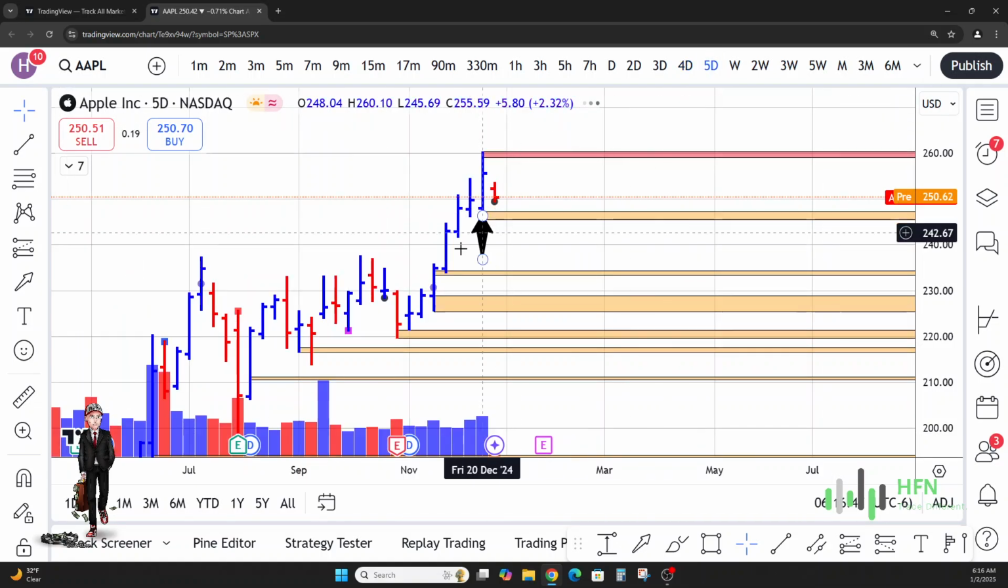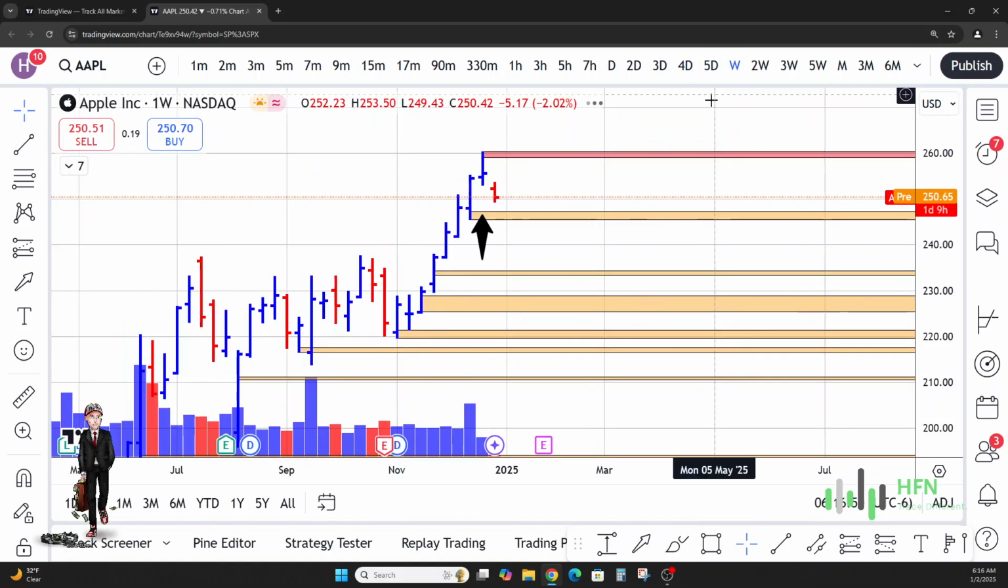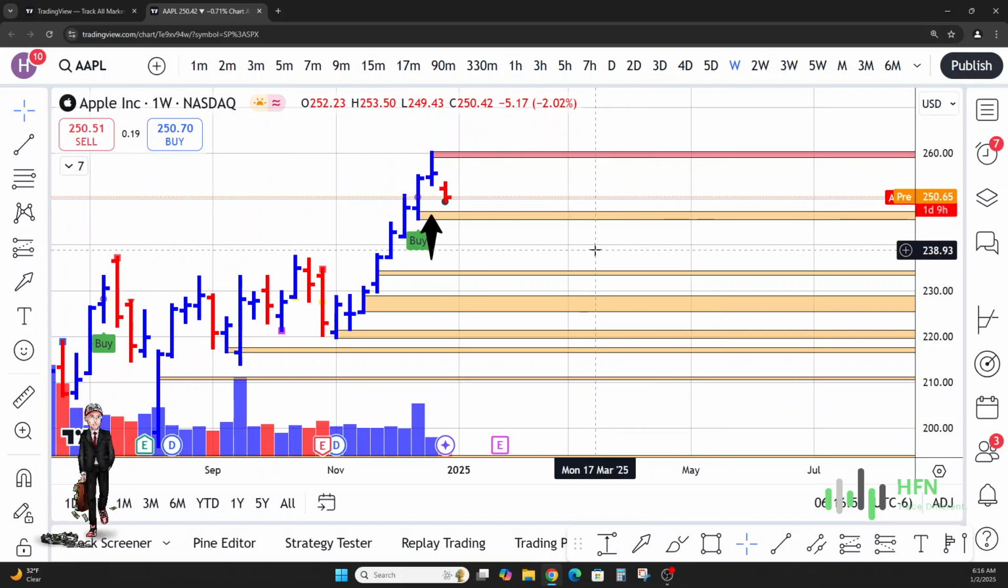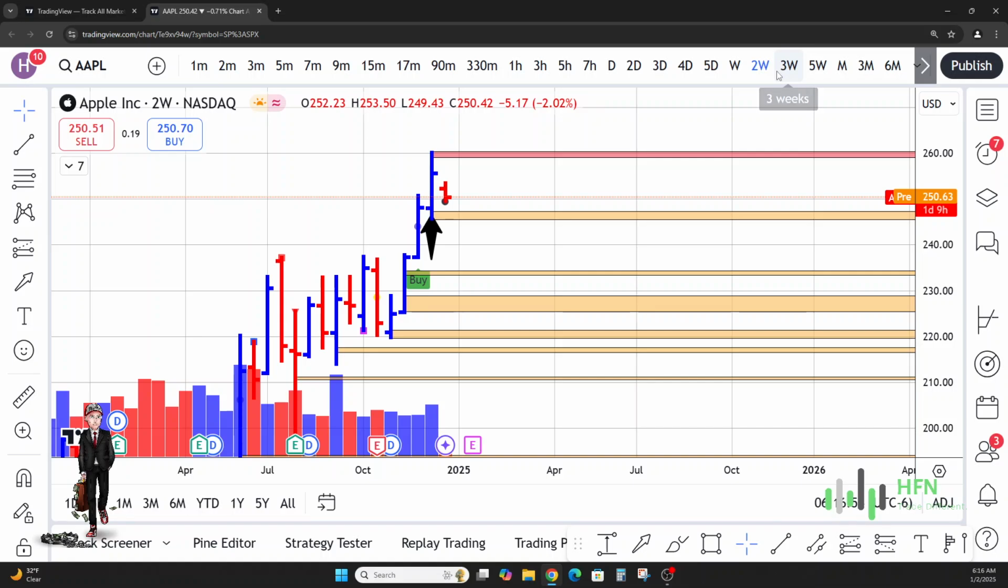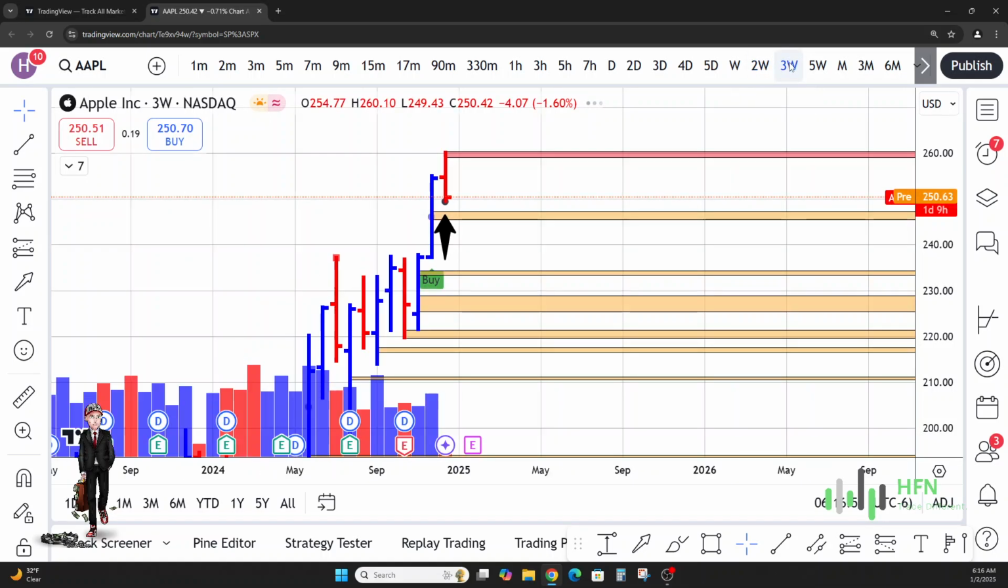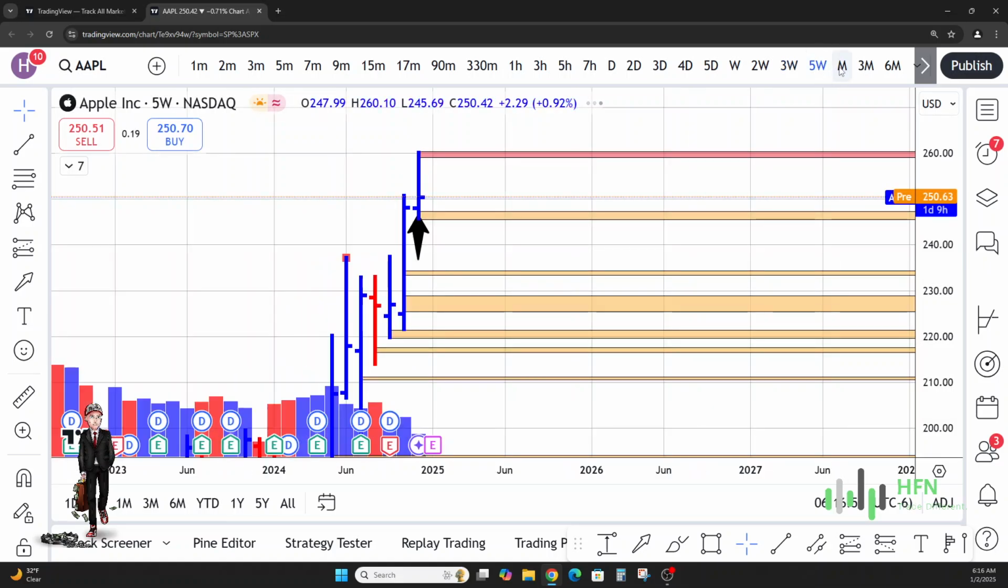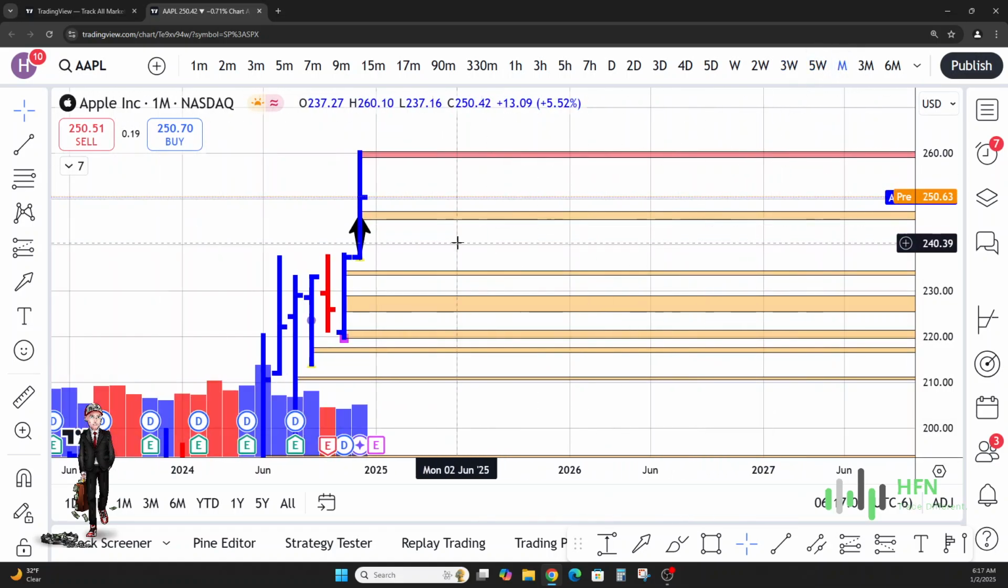Here it is on the 5. Here's Apple on the weekly chart. 2 weeks. 3. Here it is on the 5, and then for the month of December.